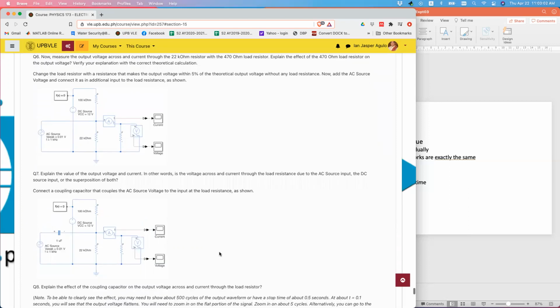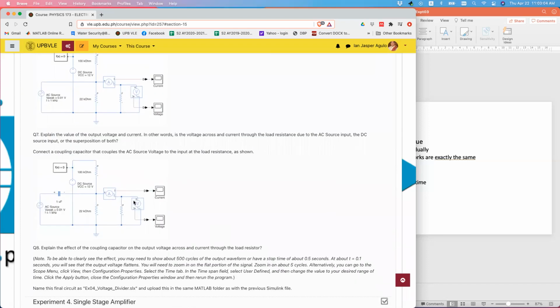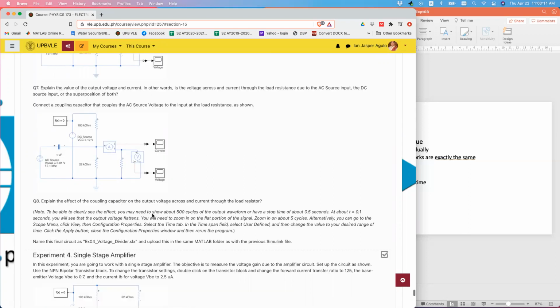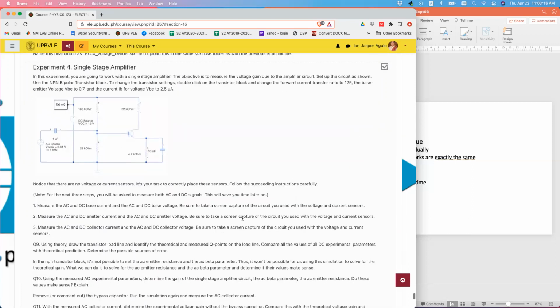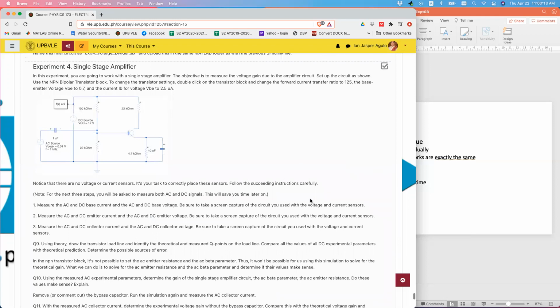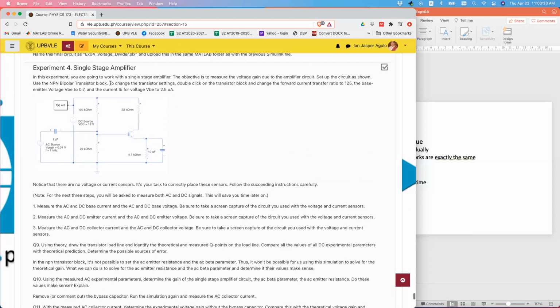Okay, and then titignan nyo rito sa third circuit kung ano yung effect ng load resistance. Okay? Then dun sa third part ng experiment, ito na yung single stage na amplifier na gagamitin nyo yung circuit. Okay, now, wag niyong kalimutan ito, change the transistor settings.